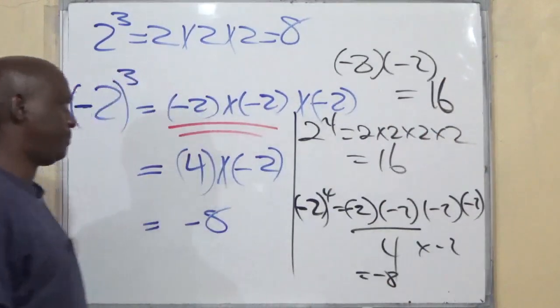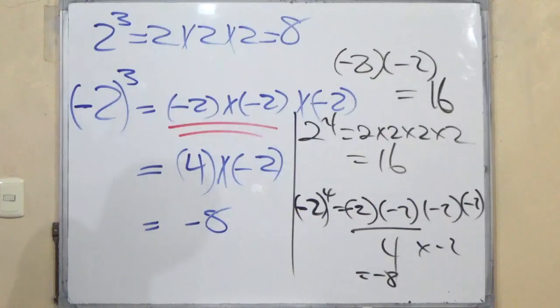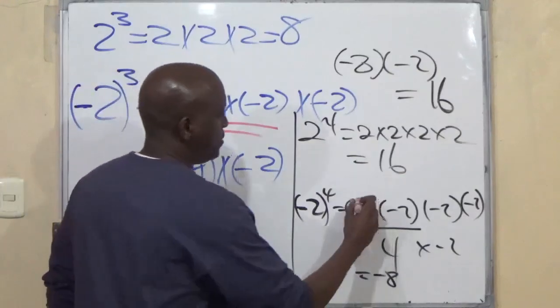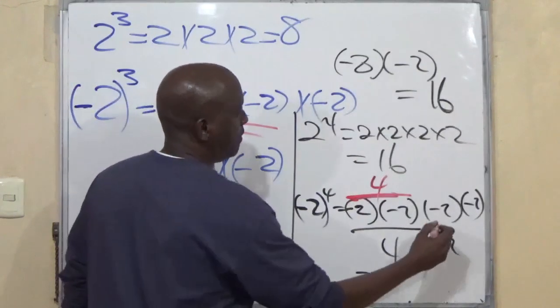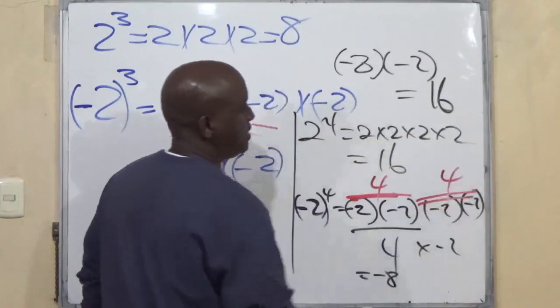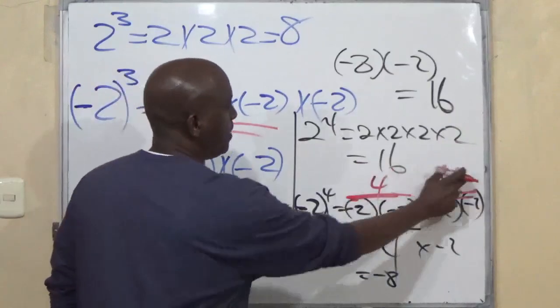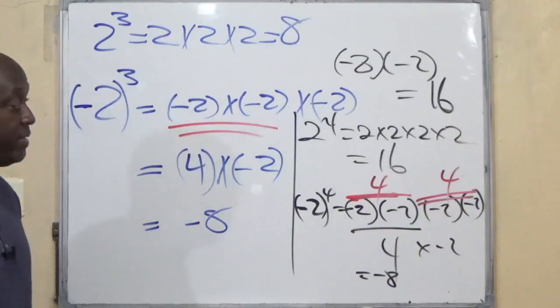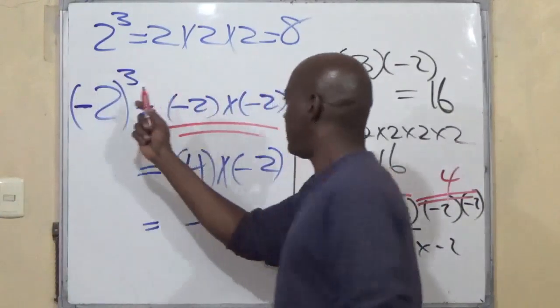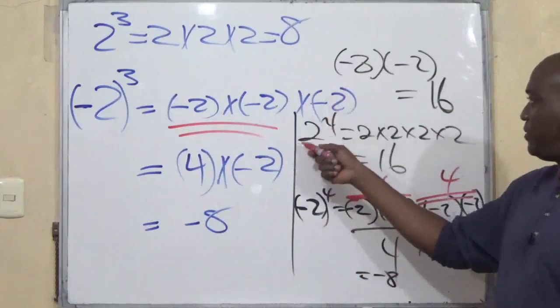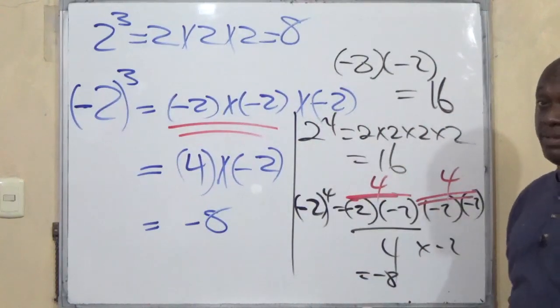Right? Or we could have said that minus 2 by minus 2 here is 4. Minus 2 by minus 2 is plus 4. 4 by 4 is 16. So in other words, minus 2 to the power of 3 is minus 8. Minus 2 to the power of 4 is plus 16.